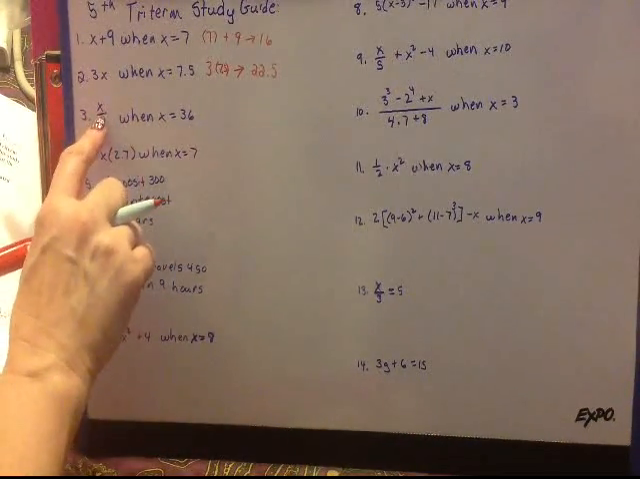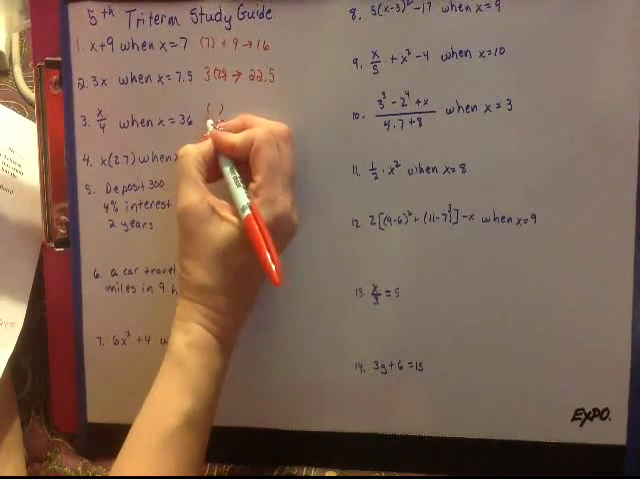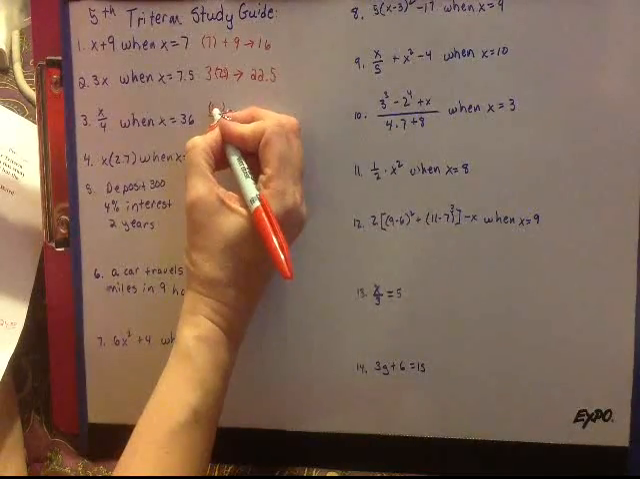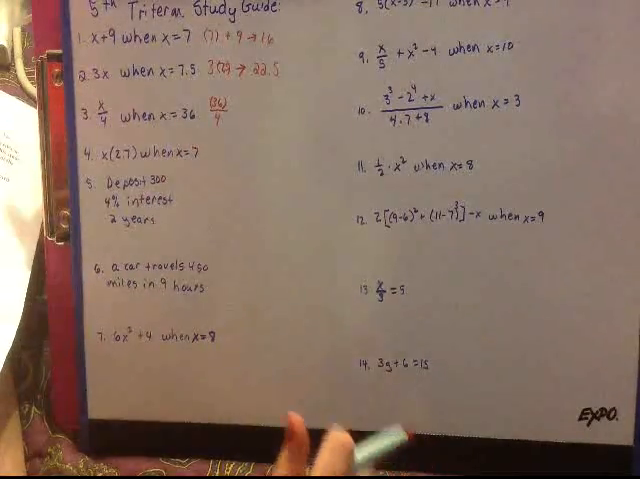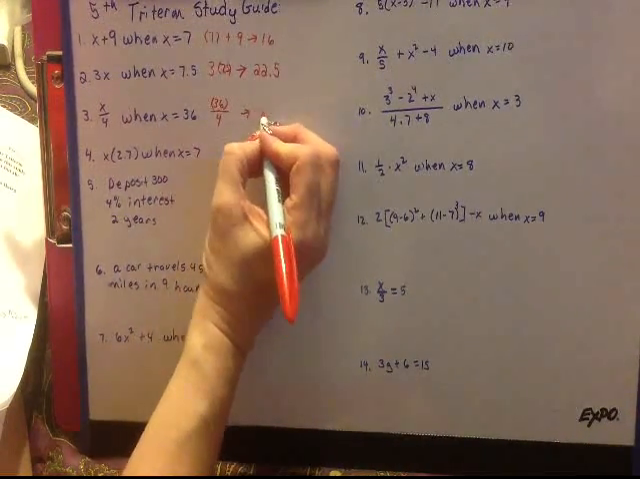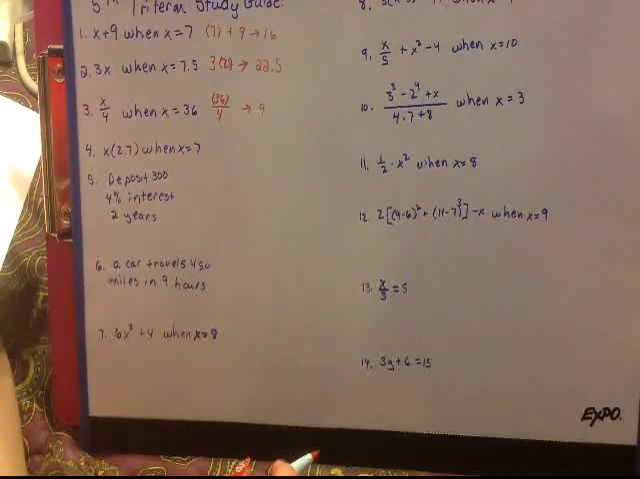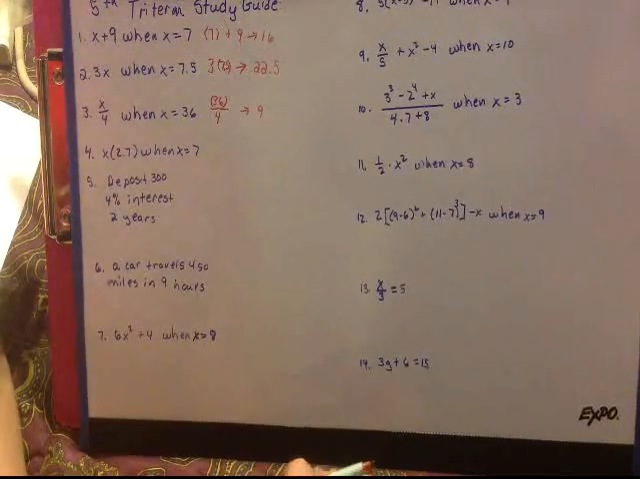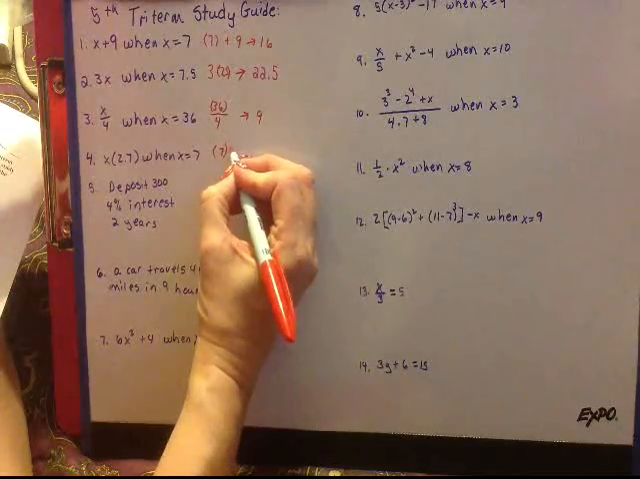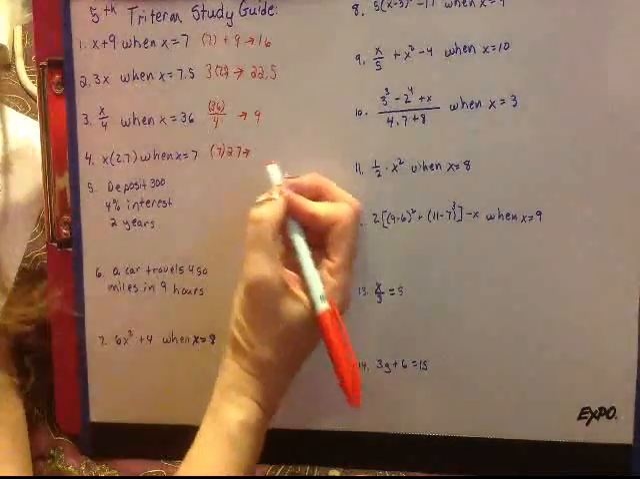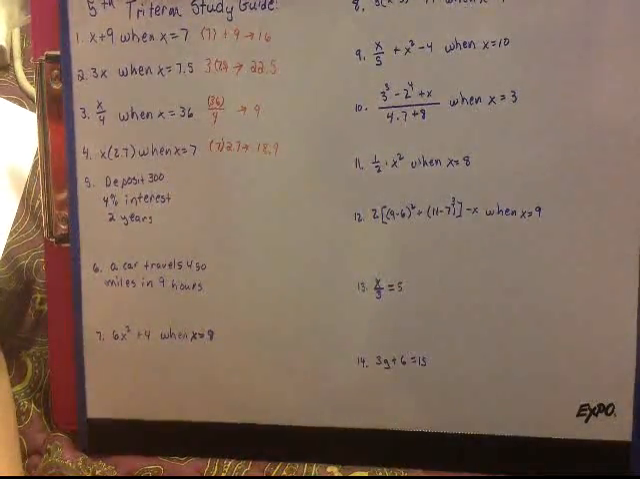Number 3, x divided by 4 when x equals 36. Once more, parentheses in place of the variable, 36 inside the parentheses since x is 36. 36 divided by 4 is 9. Number 4, x times 2.7 when x is 7. So 7 times 2.7 is 18.9. That's questions 1 through 4.